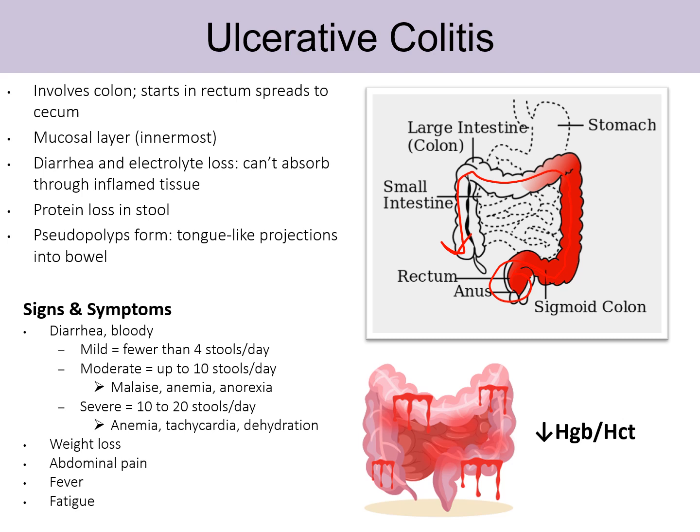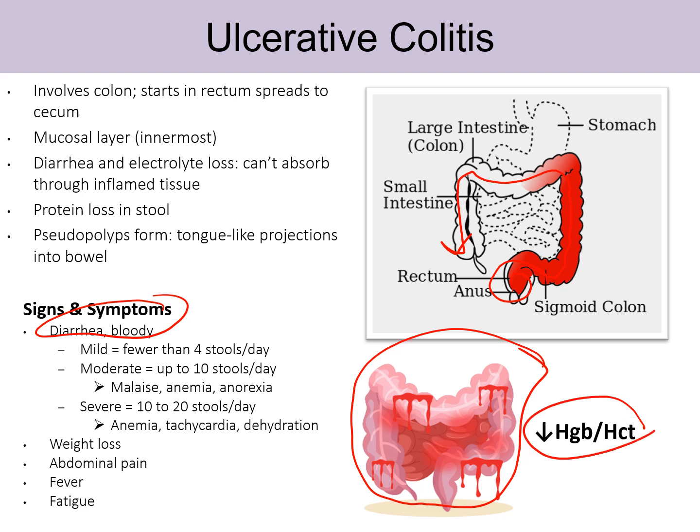Signs and symptoms. This one's going to have diarrhea, but it's going to be bloody. Okay, versus Crohn's disease, where you could maybe have a little blood, this one's going to be bloody. So they can actually have significant blood loss where it lowers their hemoglobin and hematocrit. Weight loss, abdominal pain, fever, and fatigue.